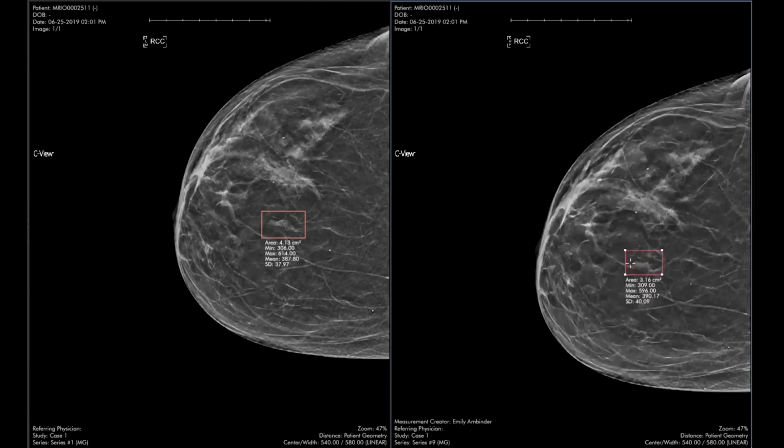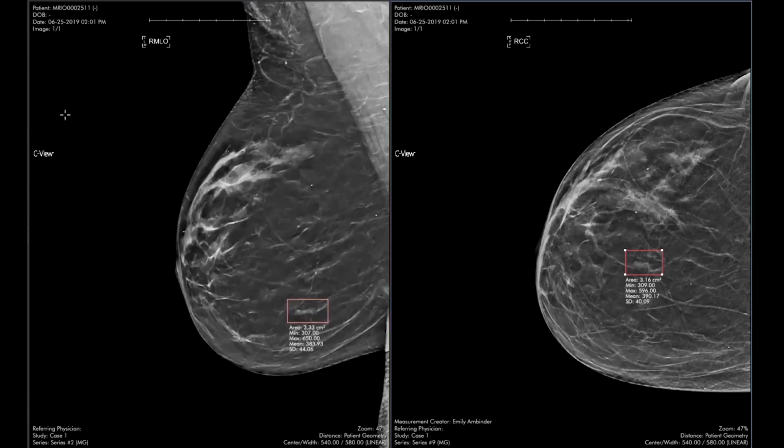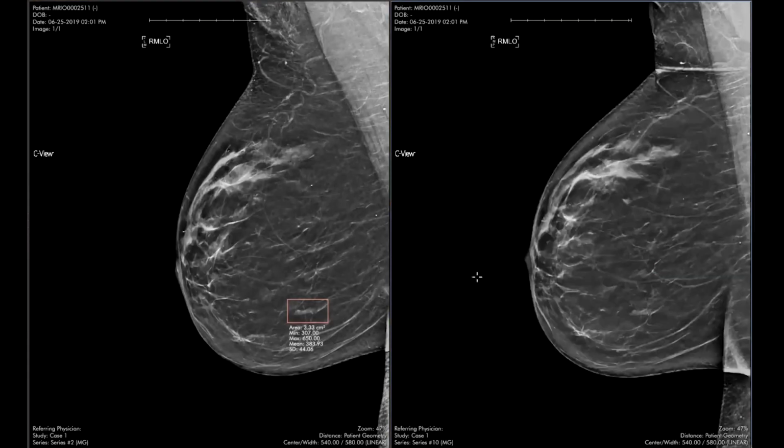And we see that focal asymmetry looks identical. In the MLO view also, we see that finding here. And then on the 2-year follow-up, we see stability. After this finding was stable for 2 years, we were able to conclude that this was a benign finding and change the exam to a BI-RADS 2.